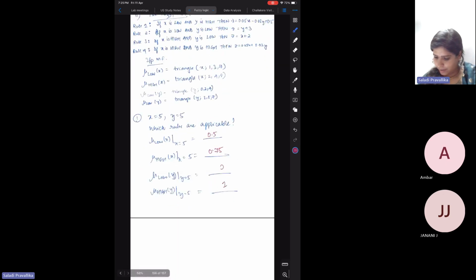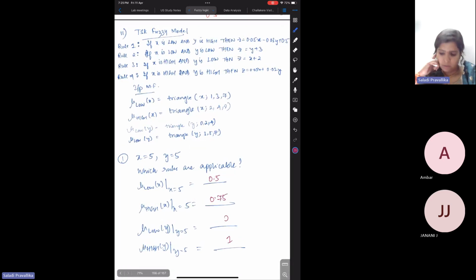Okay. So let us see. Rule 1. X is low. So we have a non-zero value. And Y is high. So Y is high, we have it as 1.